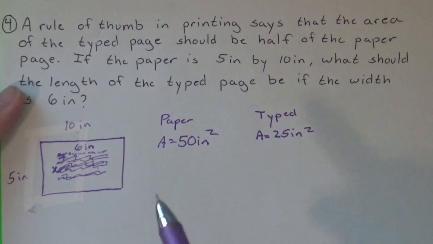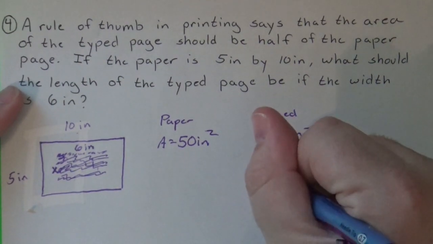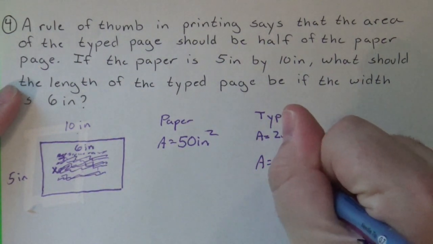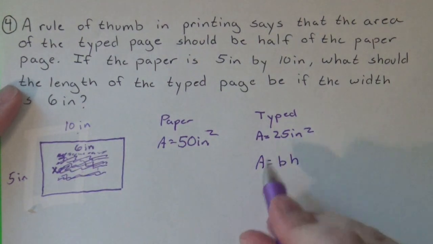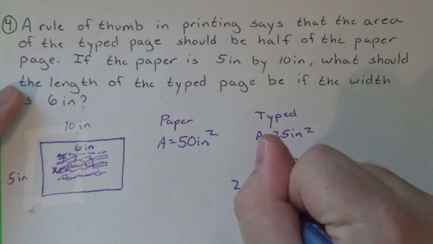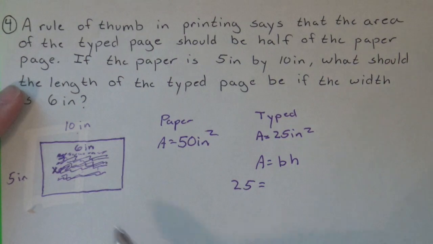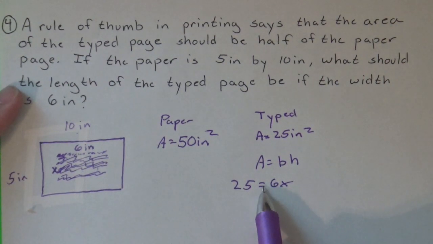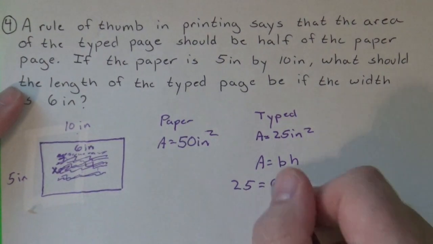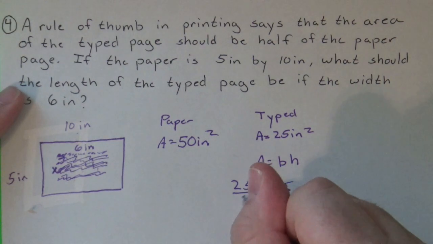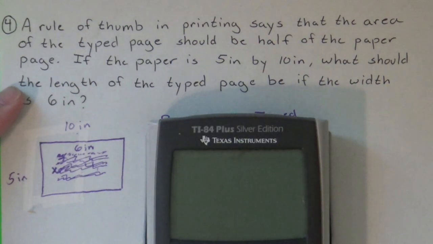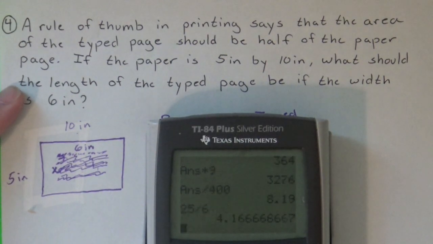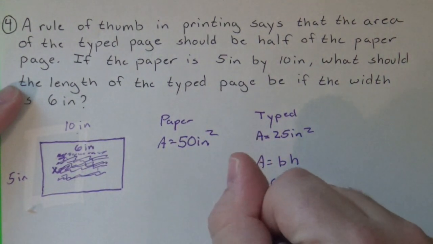So how do we do that? Well, what do we know? We know that area is equal to base times height. My area of my type page is 25. My base, we'll say, is 6, but we're trying to find the X. So we know that 25 is equal to 6X. Well, how do we solve for this? We divide by 6.